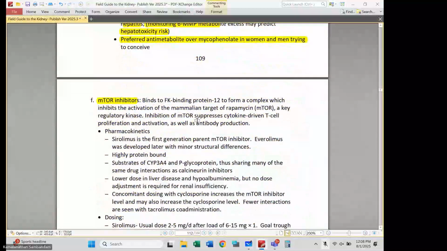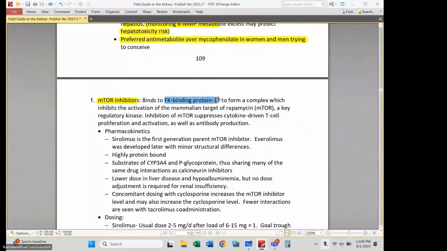So let's wrap up our immunosuppressants. Let's review the mechanism of mTOR inhibitors. Notice that it engages some familiar intermediates. The FK binding protein, which is obviously interacting with tacrolimus, is also a place of intersection with your mTOR inhibitors.